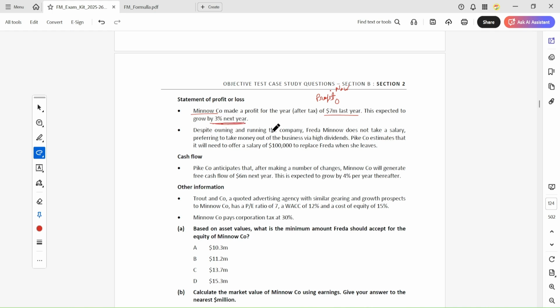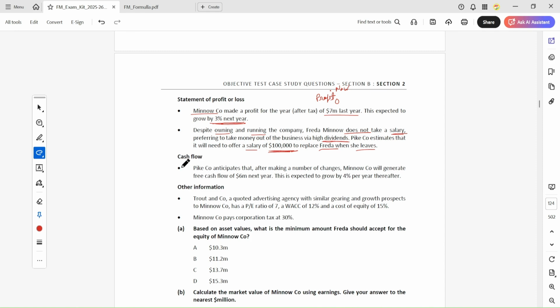Despite owning and running the company, Freda now does not take any salary. Instead they prefer to take the money as a dividend. So Pike company estimates that it will offer a salary of 100,000 to replace Freda when she leaves. So Pike company will give this salary to replace her.